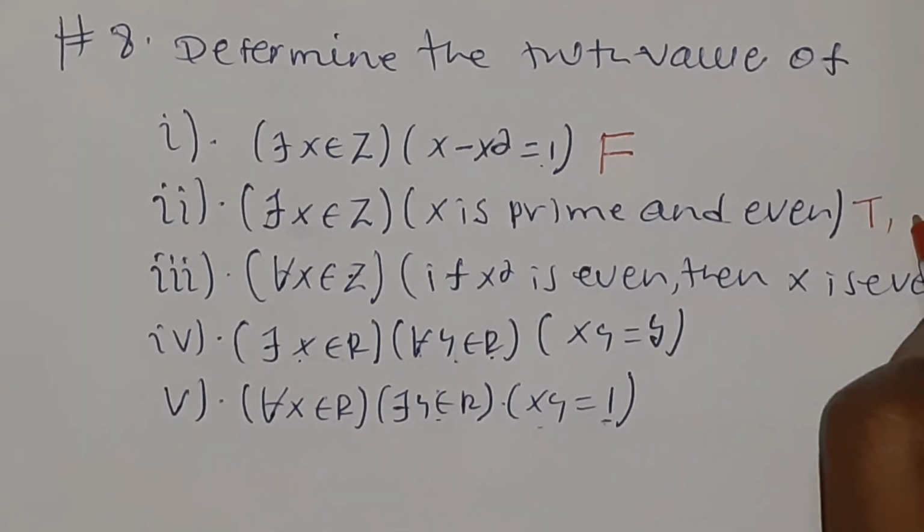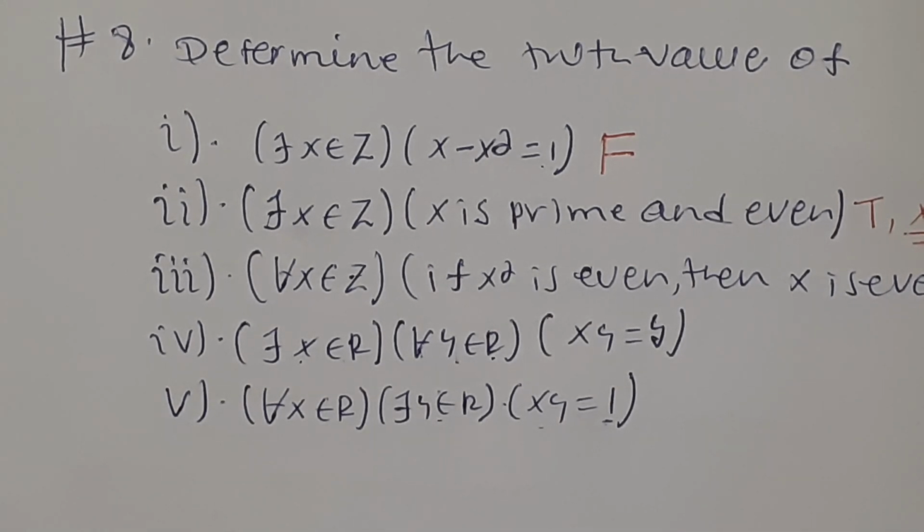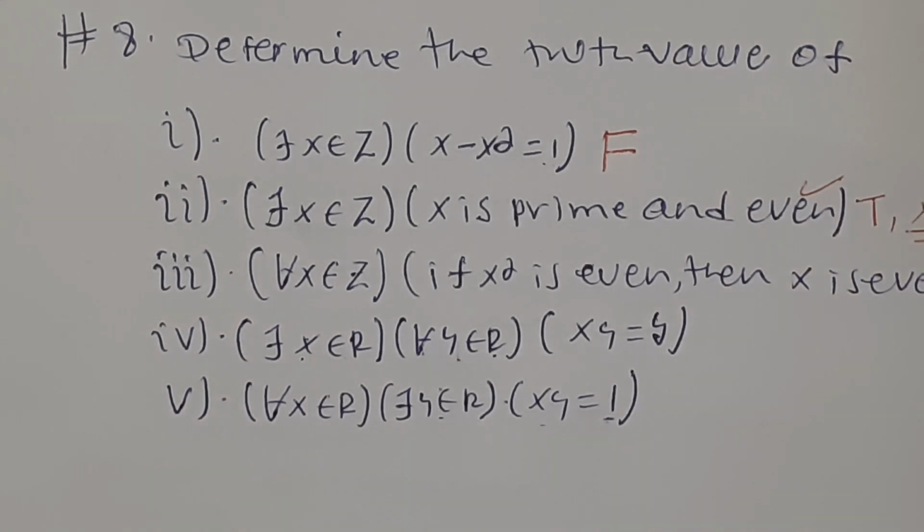For example, if we take an integer x equal to 2, we know that x is a prime number because it has only 2 factors, and it is also even because it is divisible by 2. Therefore, due to the existence of this integer 2, this statement is true.